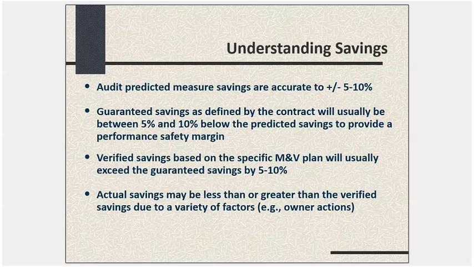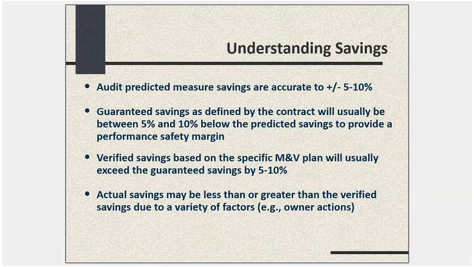Now the last one, and remember all three of those bullets use the word savings, but they use them in a slightly different way. There's predicted savings, there's guaranteed savings, and the verified savings, and those are potentially three different numbers, although they're related to each other. But then there's a fourth one, and that's actual savings. And actual savings may be less than or greater than the verified savings due to a variety of factors.